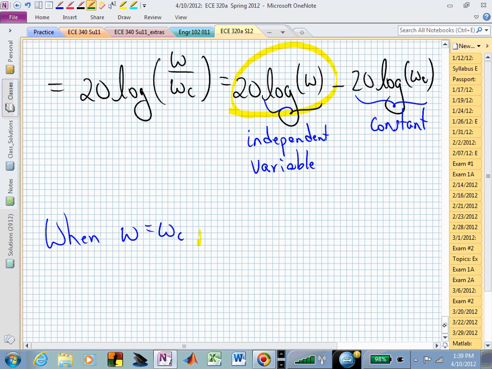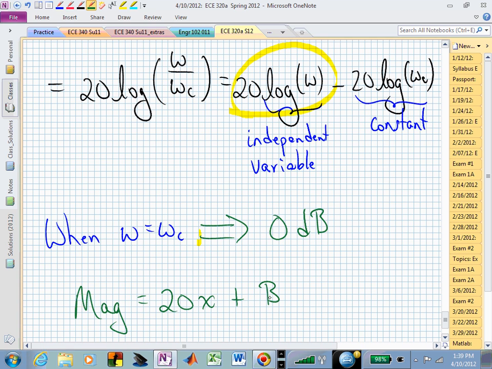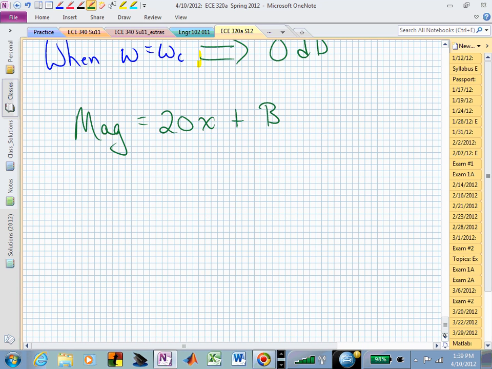This now says that we have a magnitude of 0 dB, and this magnitude piece now looks like 20x plus some b term, a constant. And if we now have this pole factor that's in the denominator, or in the basement.